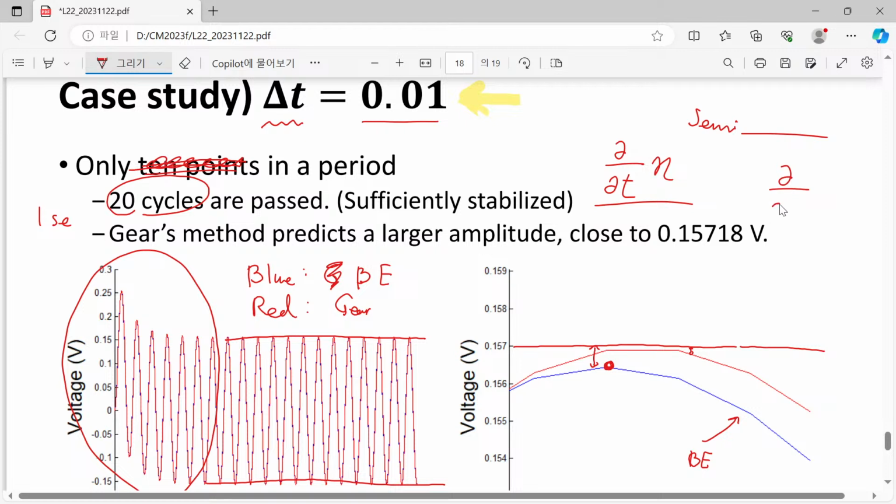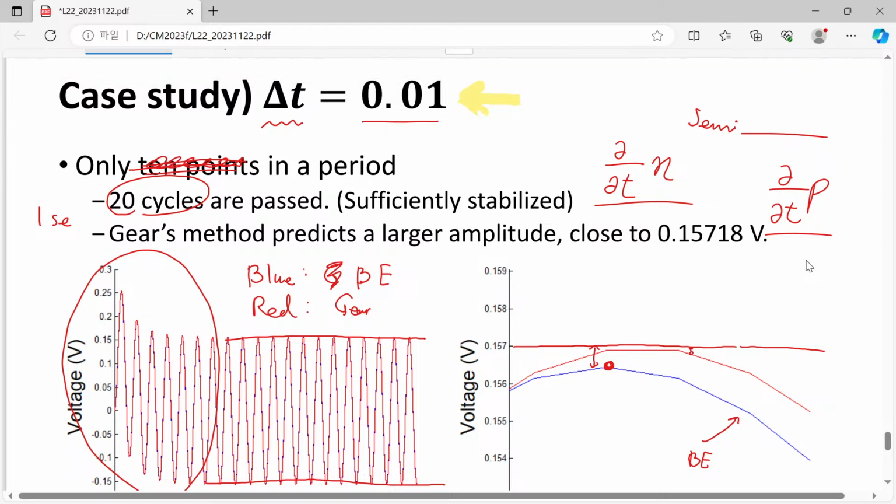Also, you neglected terms like this, round P over round T, originated from the whole continuity equation. So now, with this technique, we can add those components into our simulation. Then we will see what happens in this device simulation. That is my plan for next lecture.